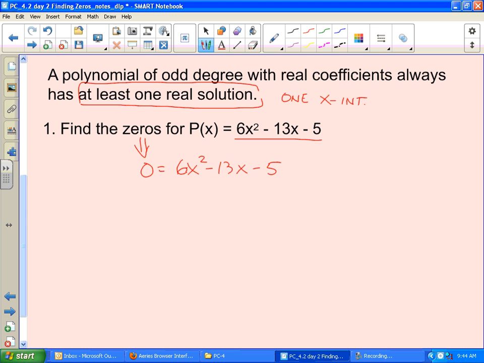Okay, so what do you think? Can I get the factors of negative 30 to produce a negative 13? Is that possible? No.